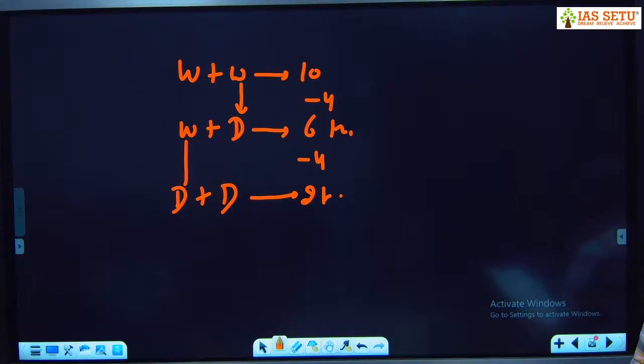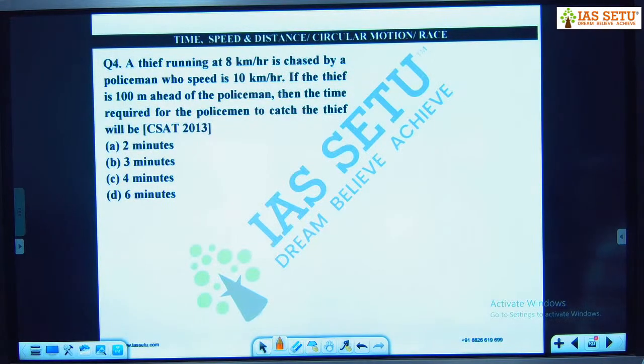क्वेश्चन नंबर 4, that also we have discussed. A thief running at 8 km per hour is chased by a policeman whose speed is 10 km per hour. If the thief is 100 meters ahead of the policeman, then the time required for the policeman to catch the thief will be. तो कितनी मिनट में ये पुलिसमैन थीफ को कैच कर लेगा?